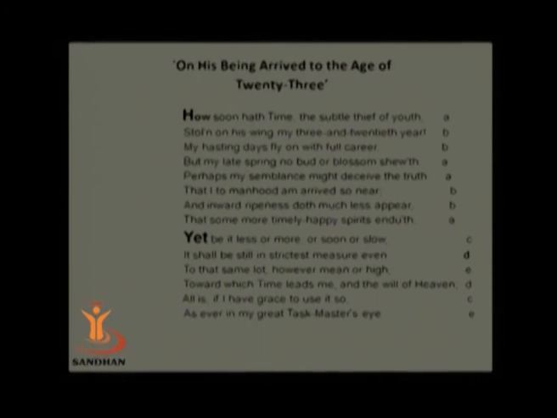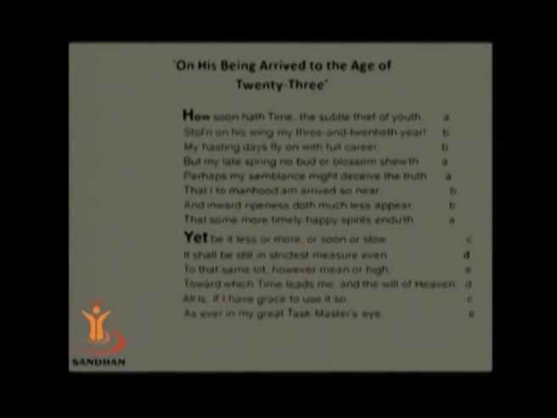And so we assign a new alphabet to the first line of the sestet, yet be it less or more, or soon or slow. So slow, we call it C. It shall be still in the strictest measure even. Even again does not rhyme with any of the above, and so we'll have to assign it a different alphabet, and so we call it D.